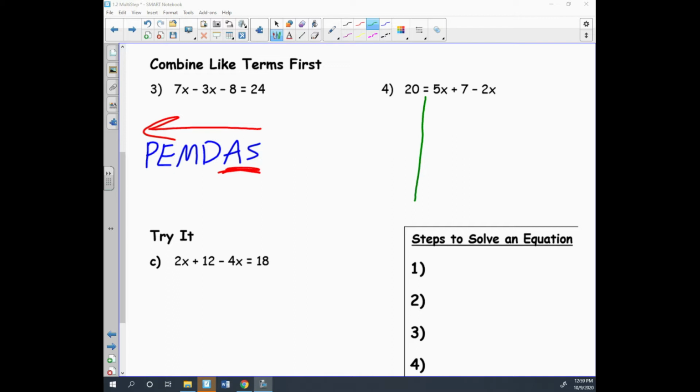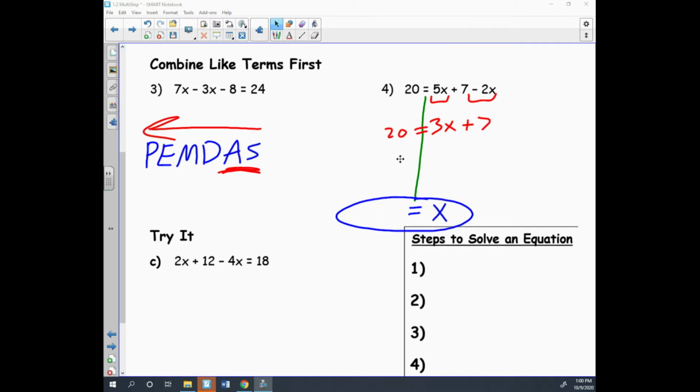All right, which side are the x's on in number 4? They are on the right side here. But we don't have to be scared because x equals a number is the same thing as a number equals x. We just got to find what that is, okay? Do you see any like terms? I do. 5x minus 2x, that's 3x. Plus 7 equals 20, okay?